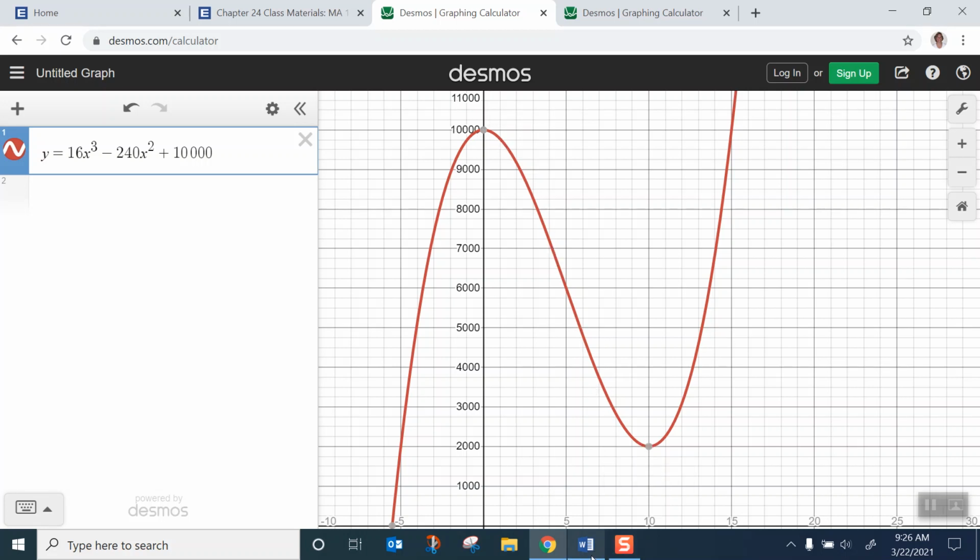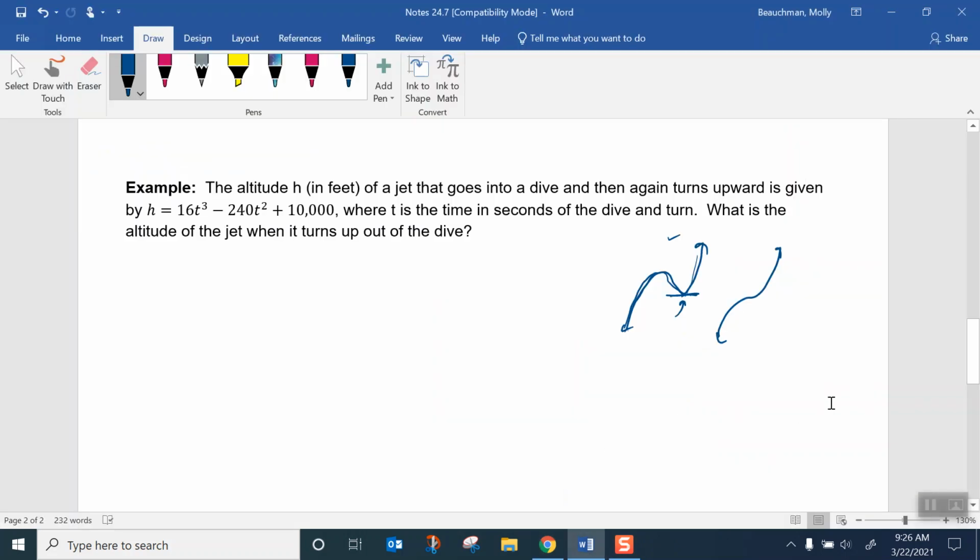So how do we do that using calculus? Well, if you remember from the curve sketching section, you take the derivative of our function, h prime, which would equal the derivative of 16t to the third, which is 48t squared. The derivative of minus 240t squared is negative 480t. The derivative of 10,000 is 0. We take our derivative and set it equal to 0 because at the maximum and minimum points, the slope of the tangent line is 0.